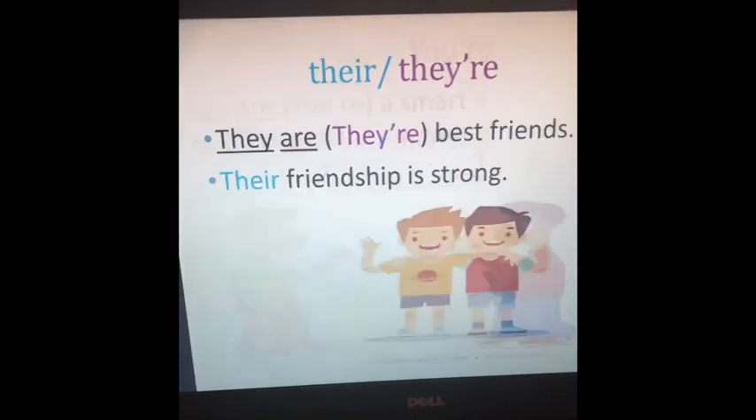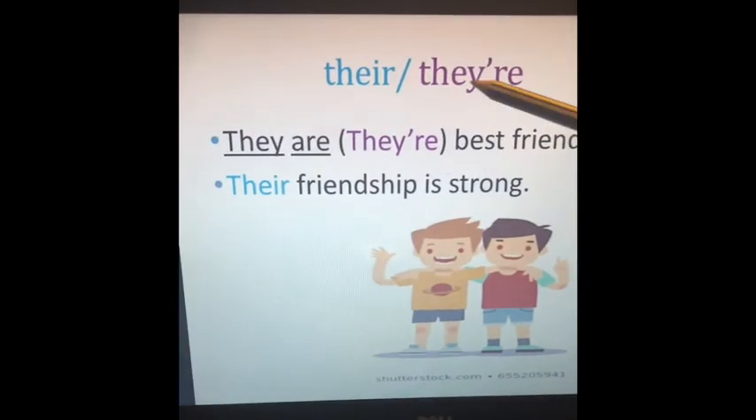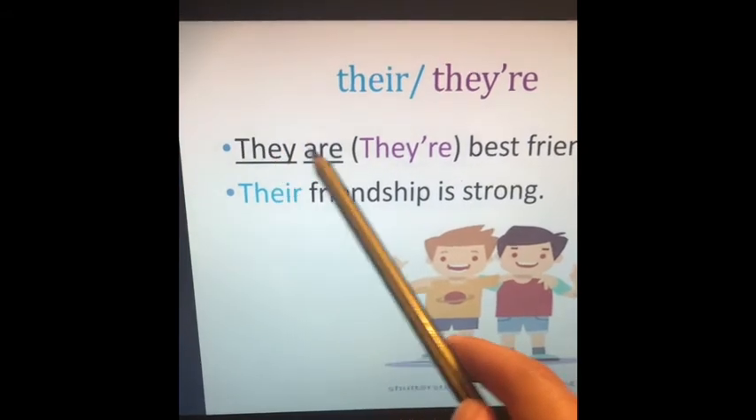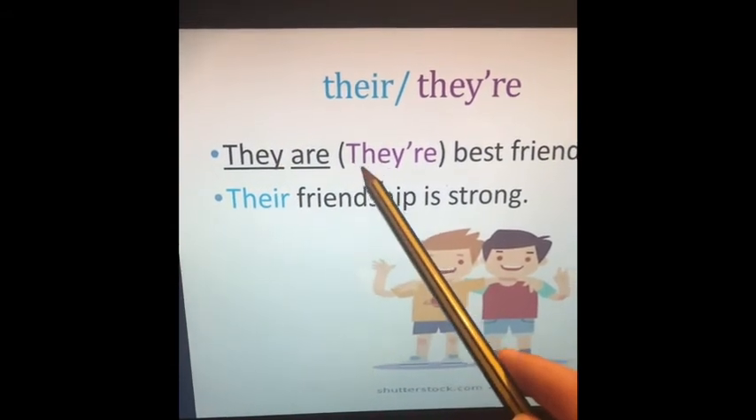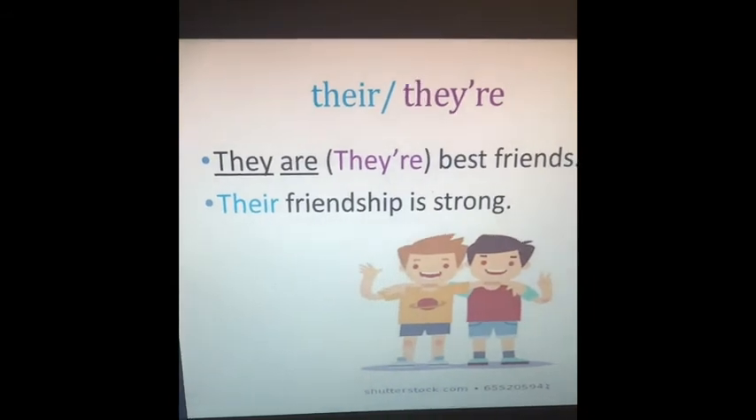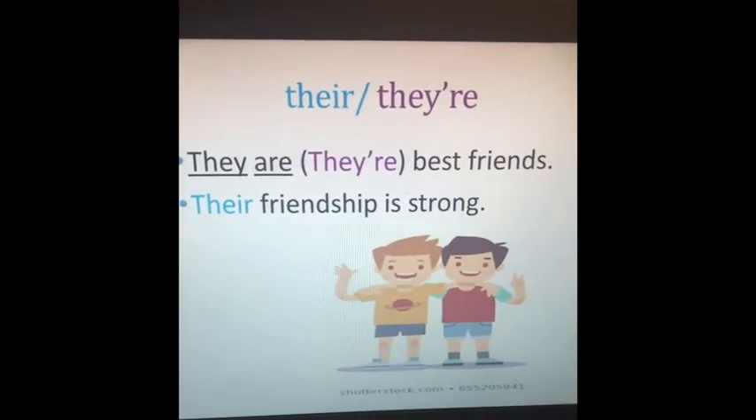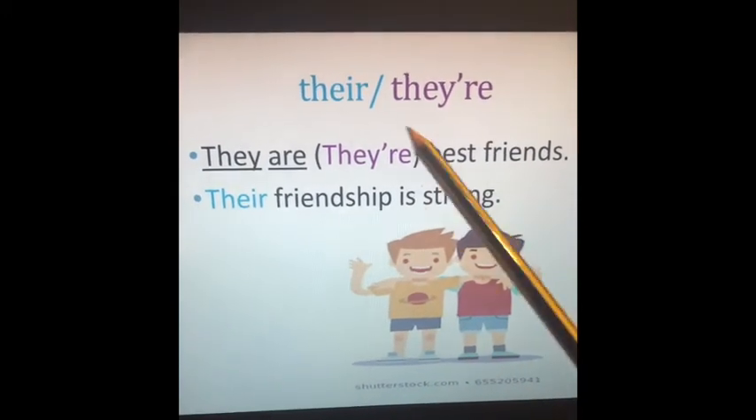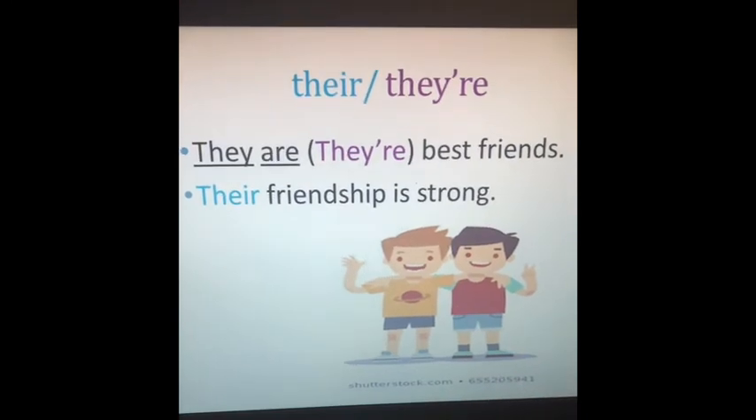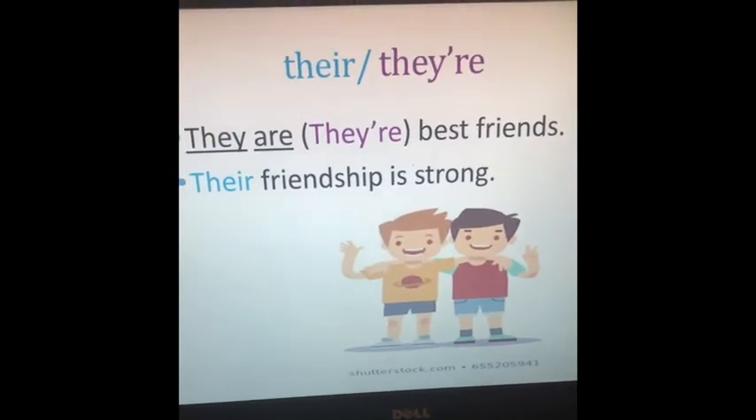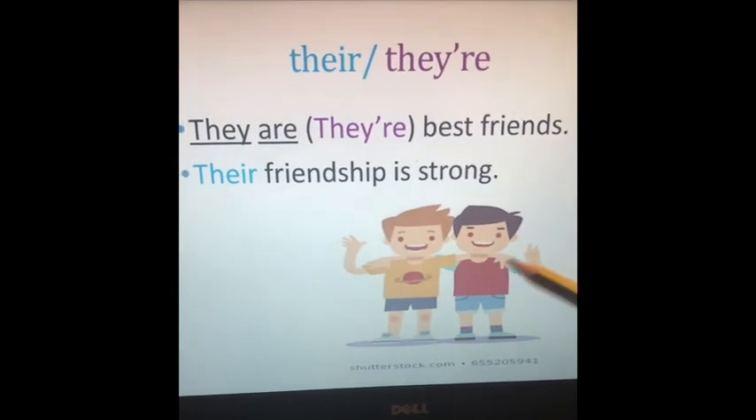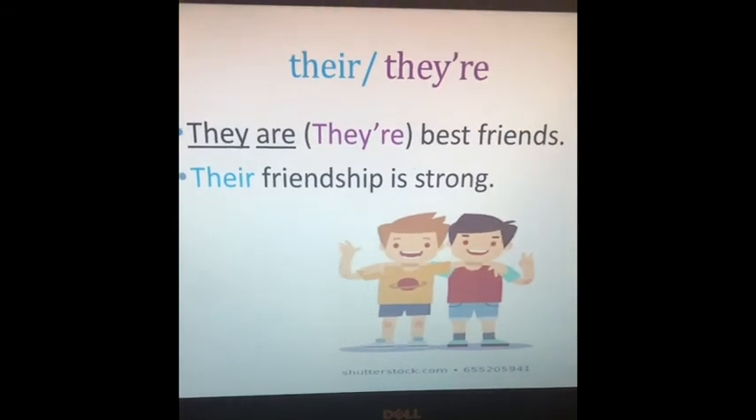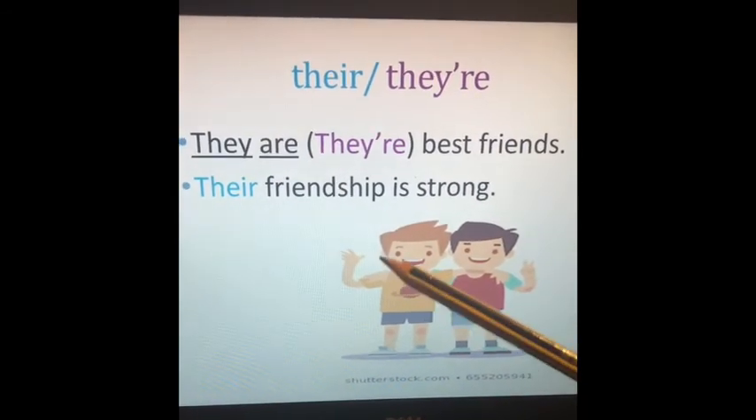Now, let's see they're and their. This they're is made from these two words, they are. They're best friends. Here, when there's an apostrophe, we said we are talking about the people themselves, okay? These two people. They are best friends, right? We are not talking about something that they have. We are telling something about them, giving information about them, okay? So, because there's an apostrophe, the information is about them, not about something they have.